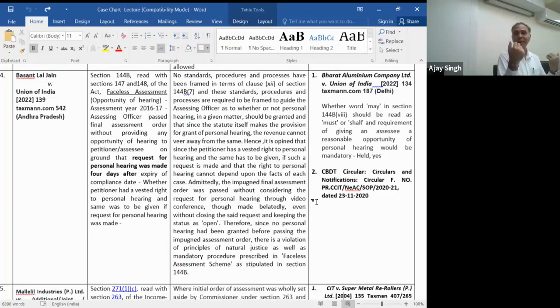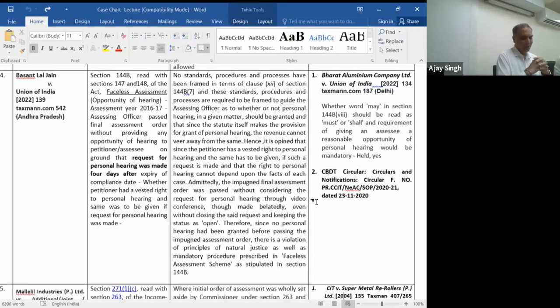You will also find that in this context, there are decisions where the video conferencing was provided. However, on the date of the video conferencing, due to some technical problems, the video conferencing could not be completed, or the assessee was not able to log in, and so on. This type of issue is there. In such a context also, the courts have said that once the request is made, it should be seen that the hearing is actually provided, and it cannot be skipped by saying that yes, I had provided it.